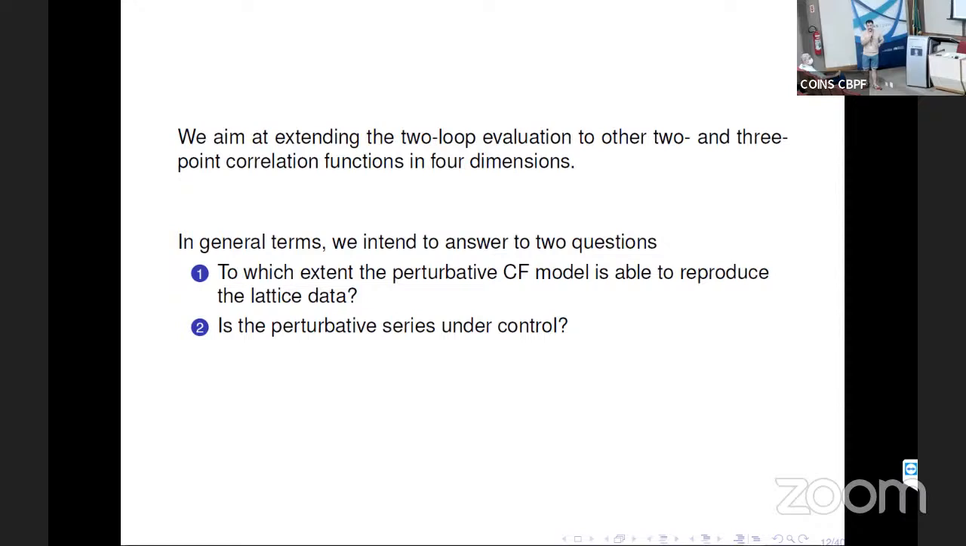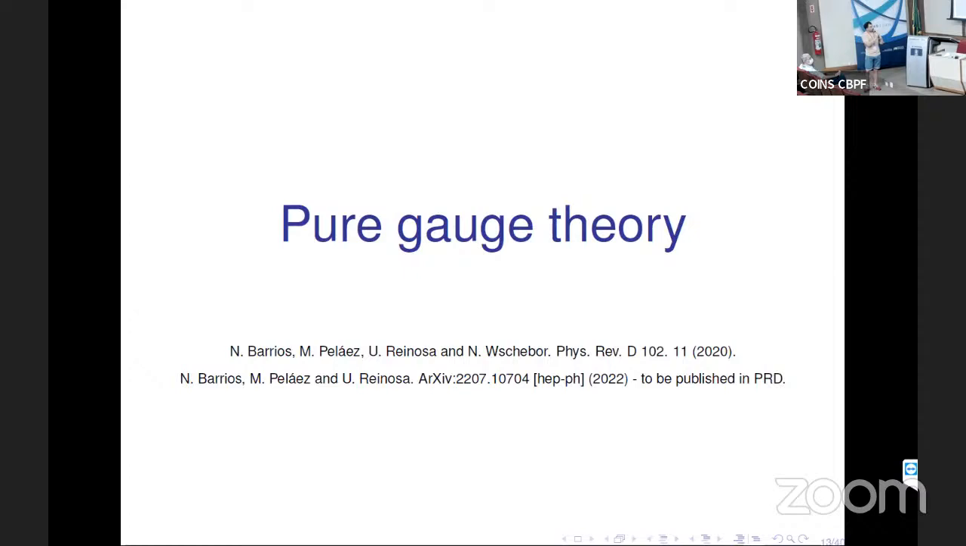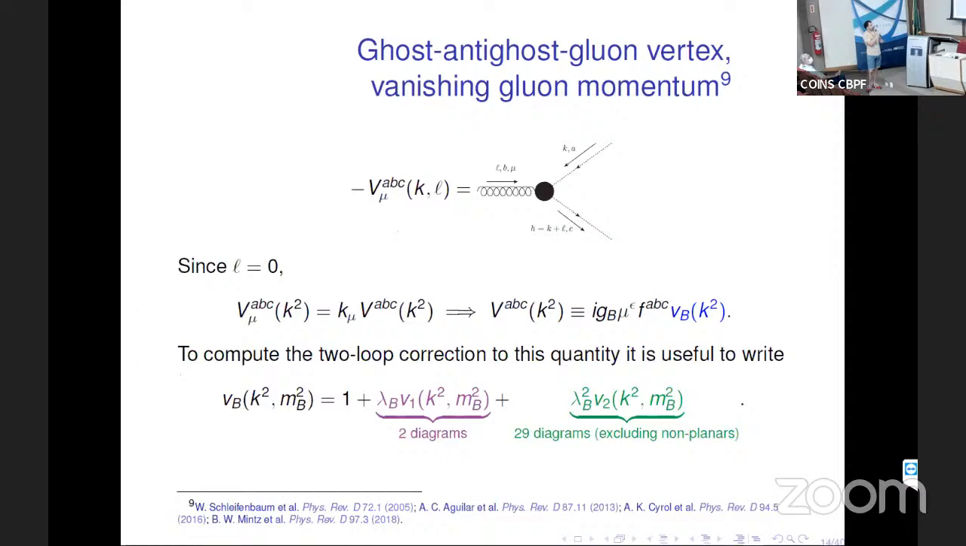So I will start with the pure gauge theory, right? We will ignore the quarks in this part. So here we have the ghost and the ghost-gluon vertex. We will consider the vanishing gluon momentum configuration.